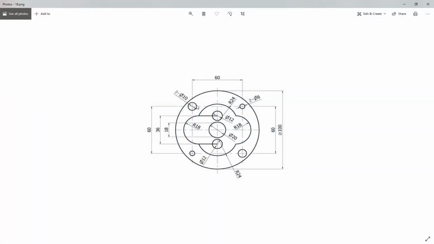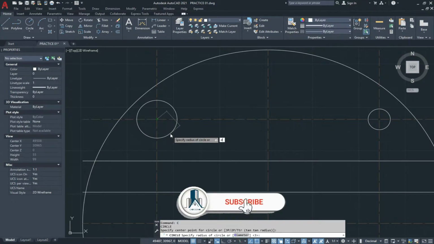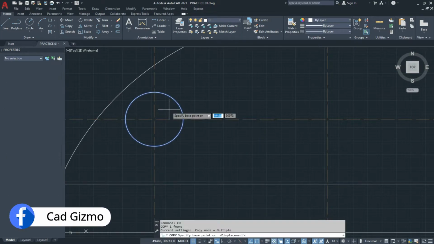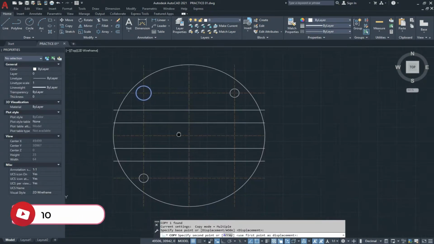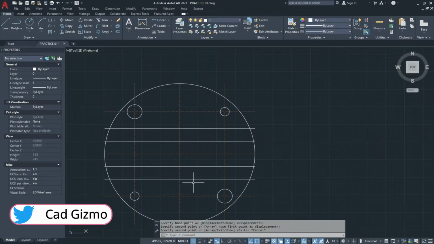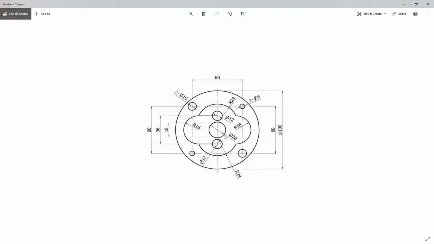Now we make this circle which has the diameter of 10 units. Select and make a copy and paste here. Now we make this shape. The first circle has the diameter of 20 units.